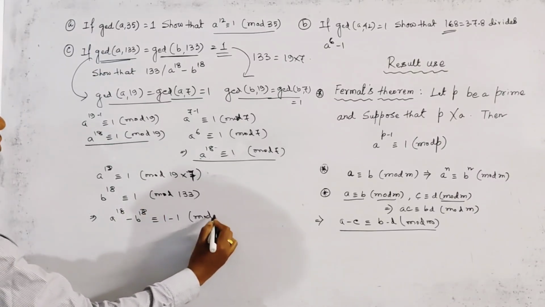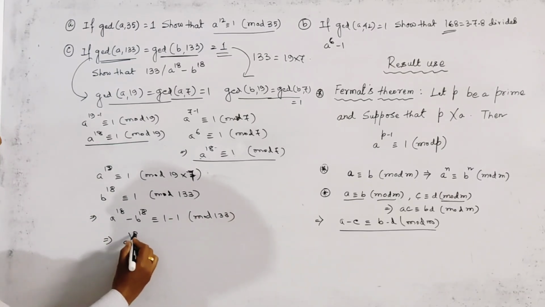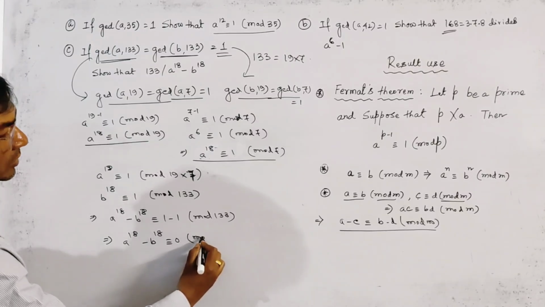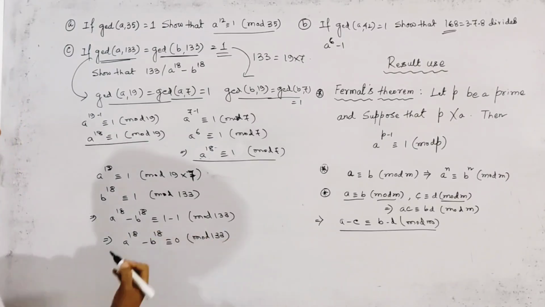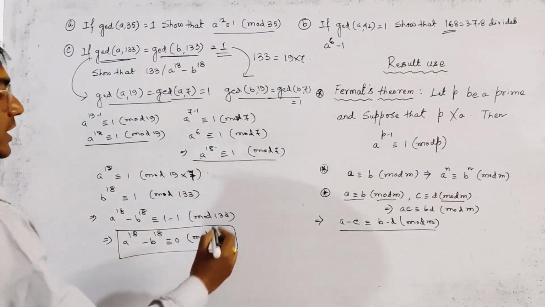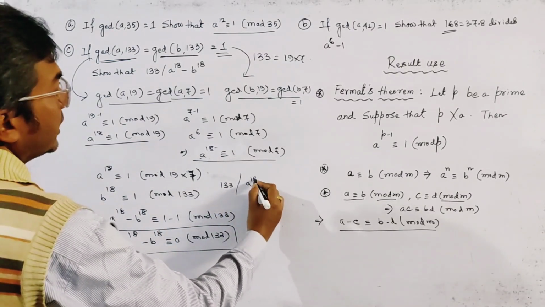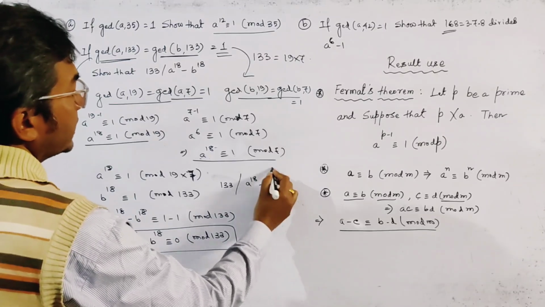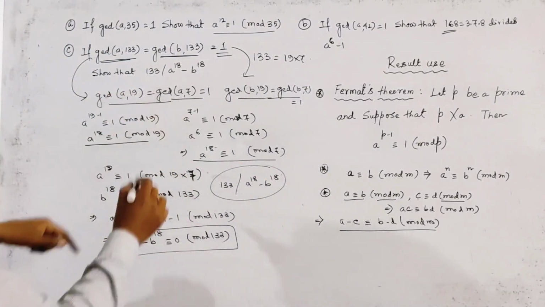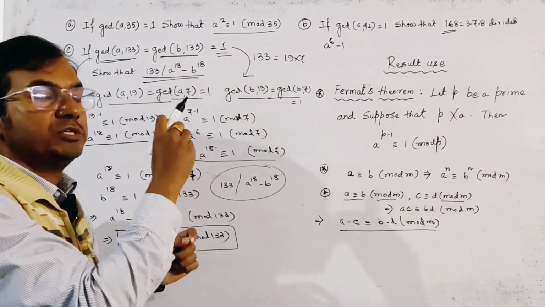This is mod 133. So we get a to the power 18 minus b to the power 18 congruent to 0 mod 133, and clearly from this result we can write that 133 must divide a to the power 18 minus b to the power 18. And this is our proof. Very simply we prove the last result of this problem.